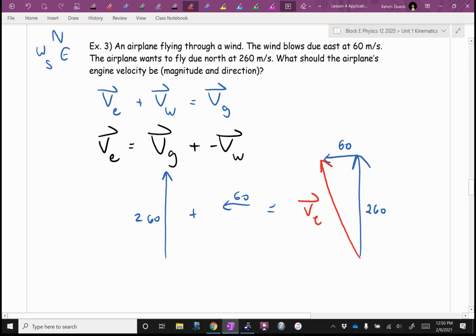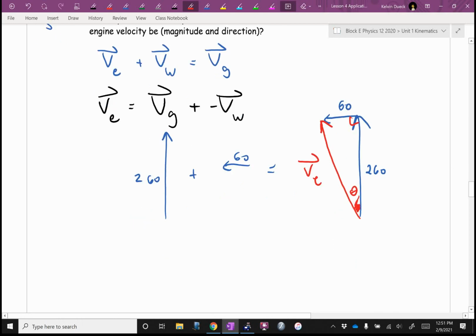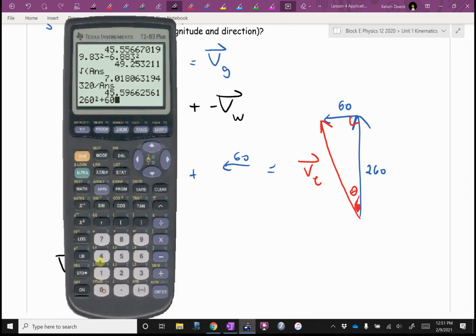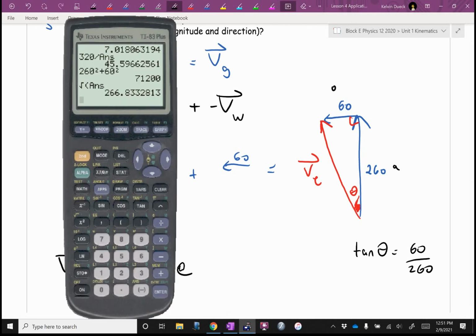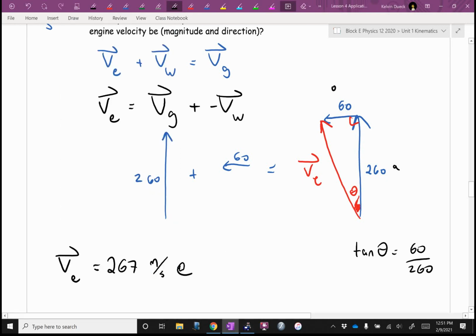This is which direction the pilot should point his plane, and this is how much throttle the pilot should use. I said his, could be a her too. Where will theta go? Top left, bottom right? The right angle goes there. Good, solve this. I'll do it up here and see if we get the same thing. Oh, that's kind of nice.